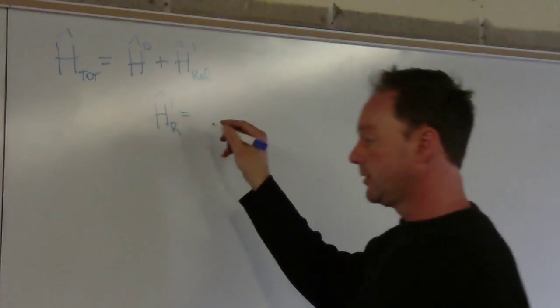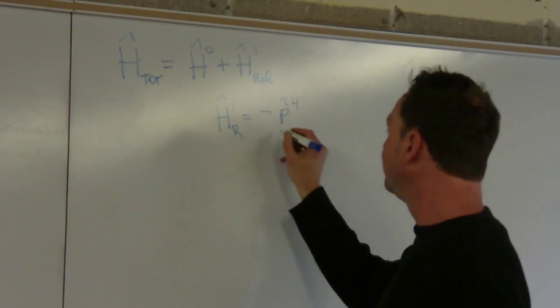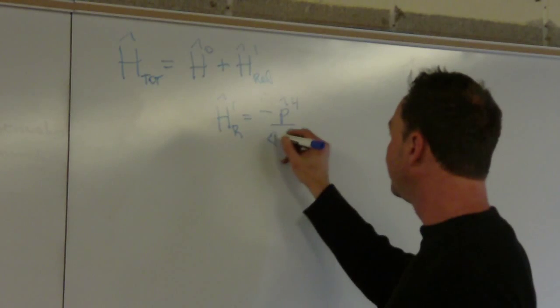It's going to be that. So it's going to be minus p to the fourth over 8m cubed c squared.